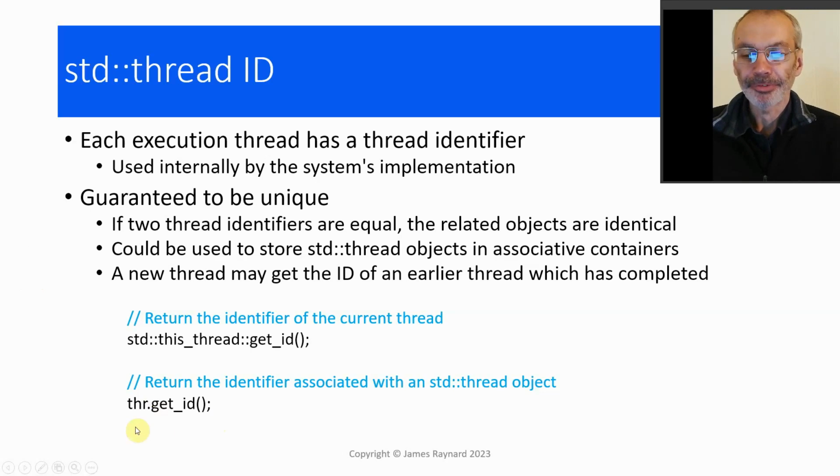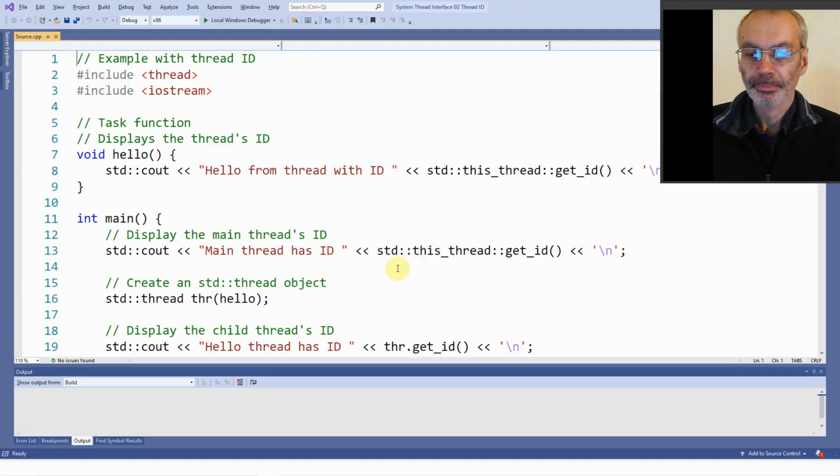There is a member function for returning this, get_id. This will return the identifier of the execution thread for this object. There's also this function, this_thread::get_id, which we can call when we're actually in a thread, and this will return the identifier for the thread which called it.